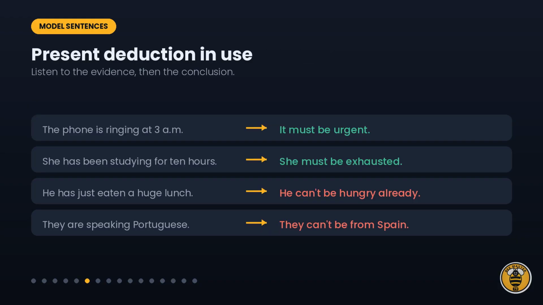The phone is ringing at 3 in the morning. It must be urgent. She has been studying for 10 hours. She must be exhausted. He has just eaten a huge lunch. He can't be hungry already. They are speaking Portuguese. They can't be from Spain.